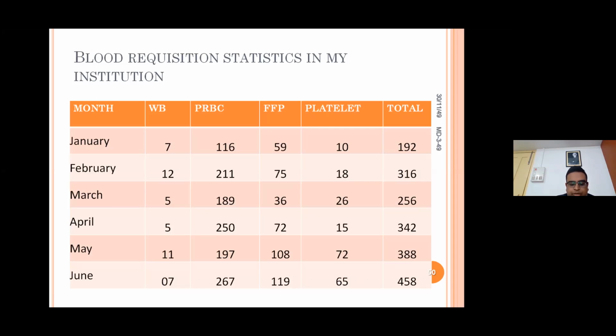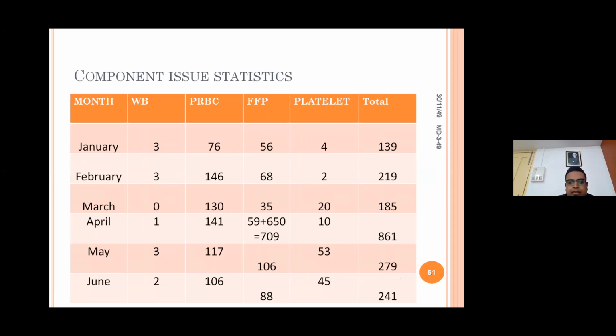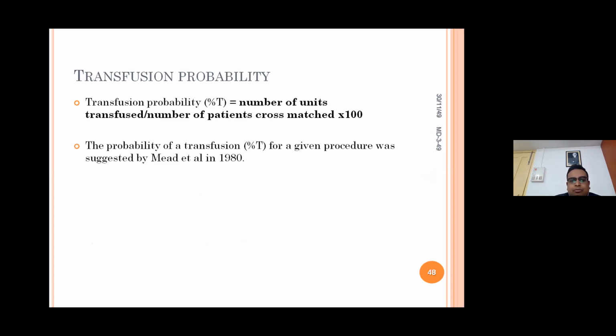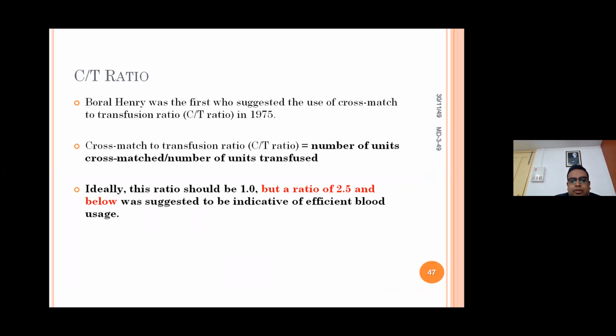So if we calculate what comes out to be the CT ratio, 256 divided by 185 comes out to be 1.38, right? And what did we say? 2.5 and below was suggestive of efficient blood usage.